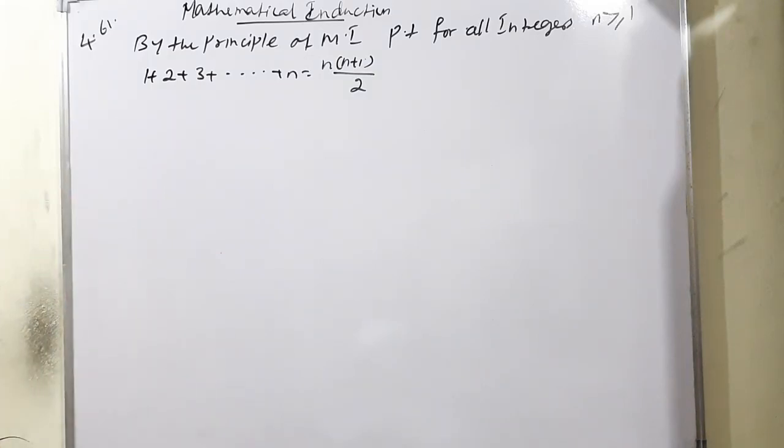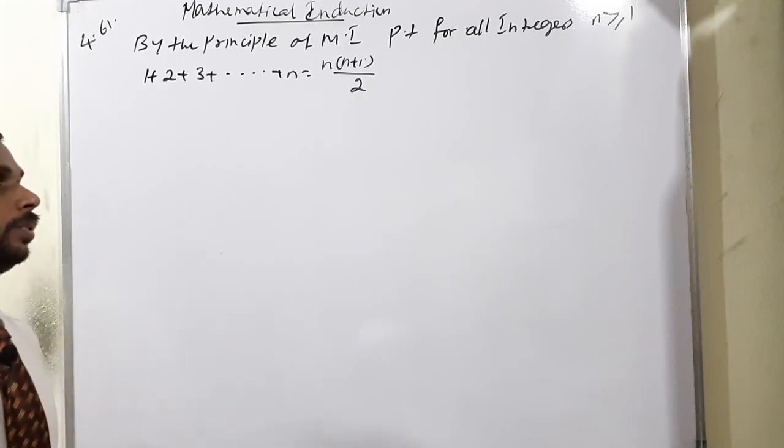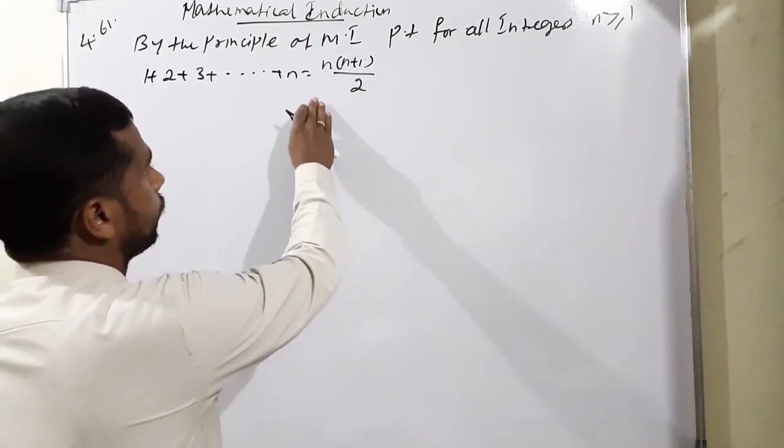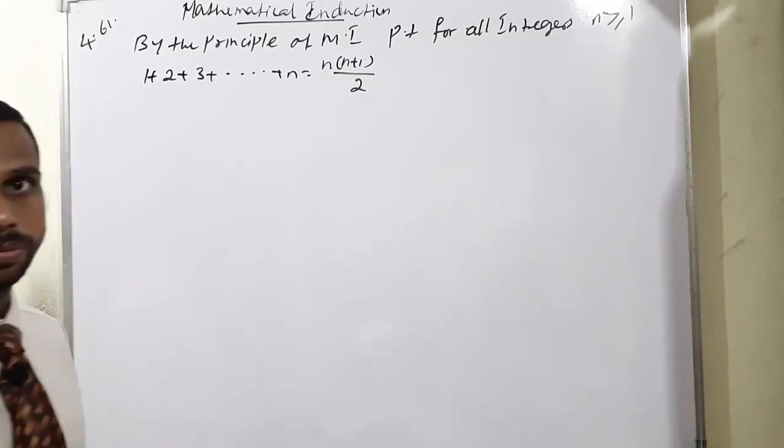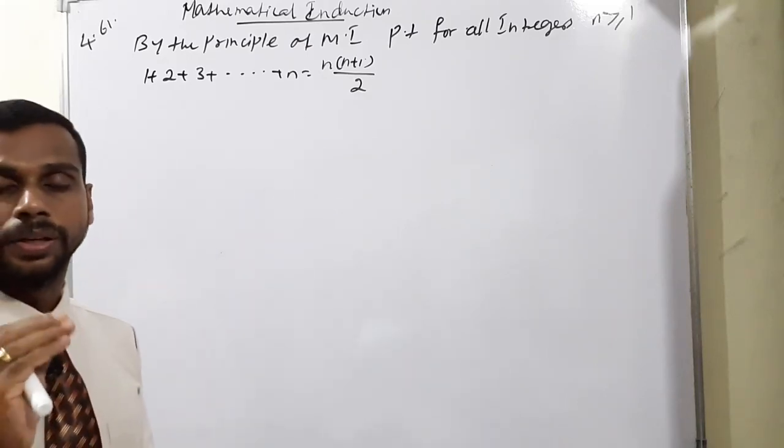By the principle of mathematical induction, prove that for all integers n greater than or equal to 1, the condition 1 plus 2 plus 3 plus dot dot dot plus n is equal to n into n plus 1 by 2 is true. So, before moving to the question, what is the meaning of mathematical induction? We have three steps.